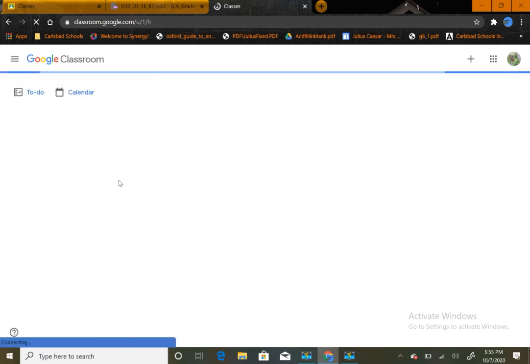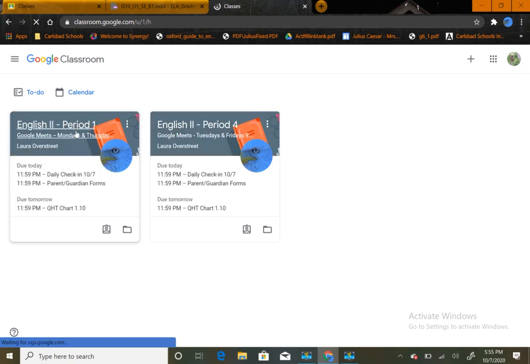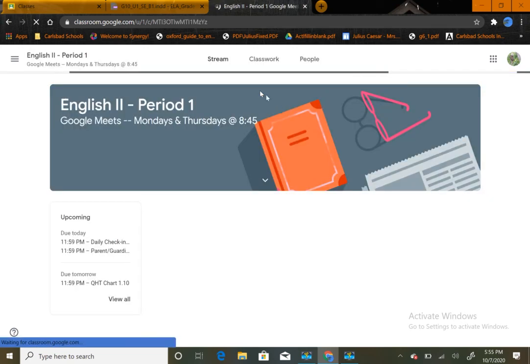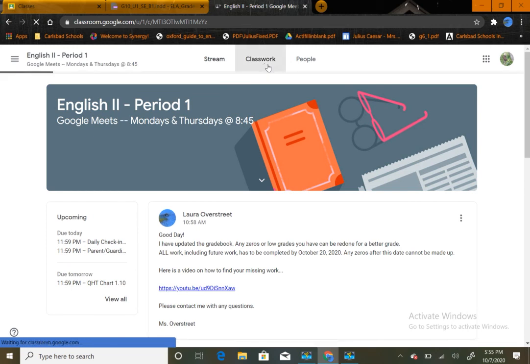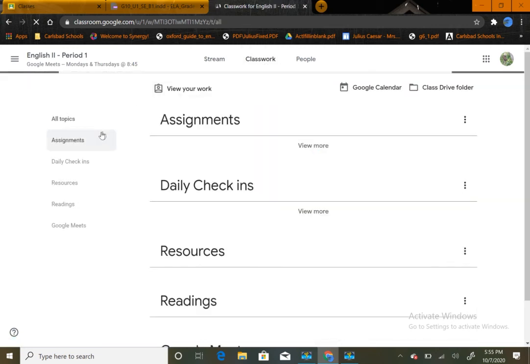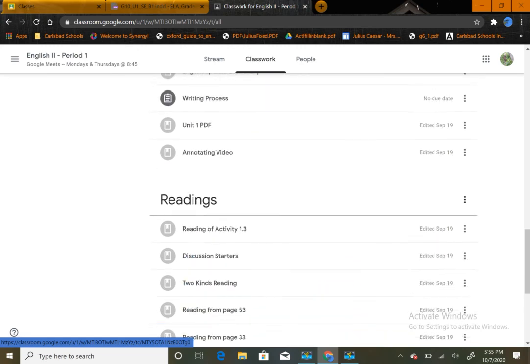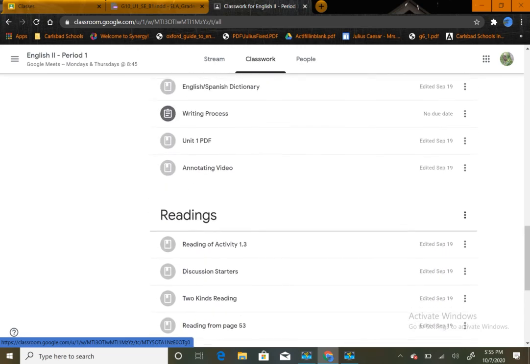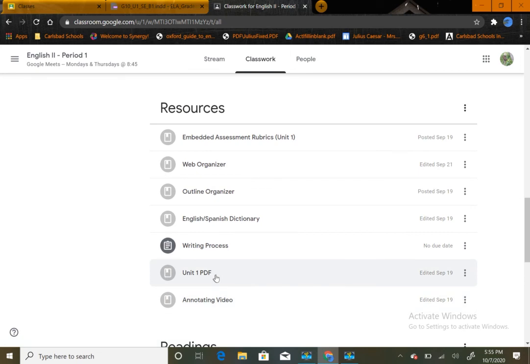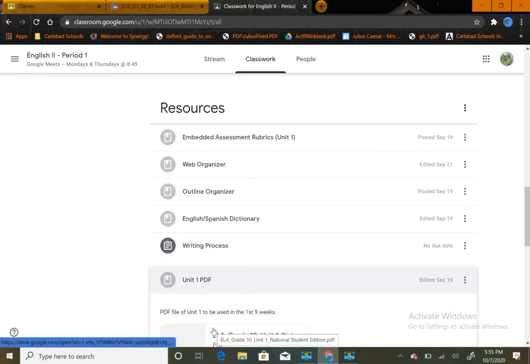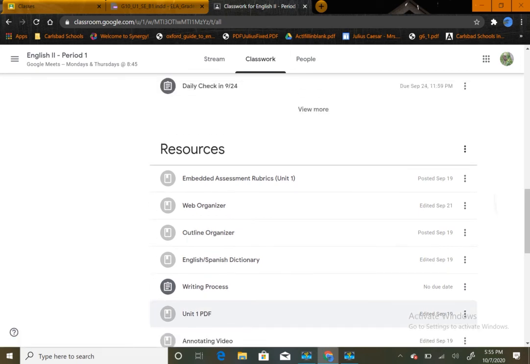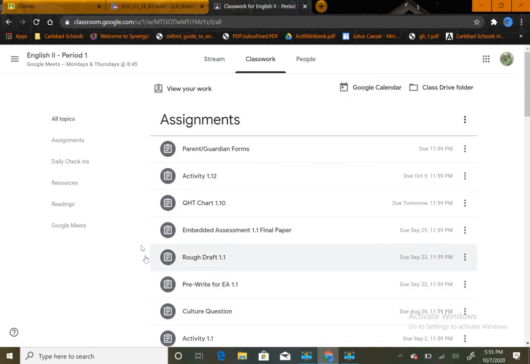And again, go into my classwork, my assignments, my daily check-in, resources, readings, and Google Meets. Now, obviously, I can scroll down to everything that I need to. So like if I wanted to just scroll down, I could and go to Unit 1 and click on it. But I don't have to. I can click over here. All right, so that's how you do your OPTIC Organizer.